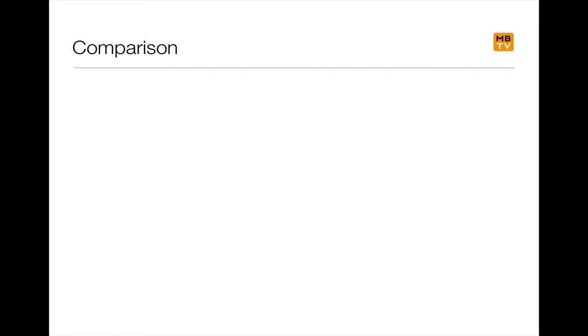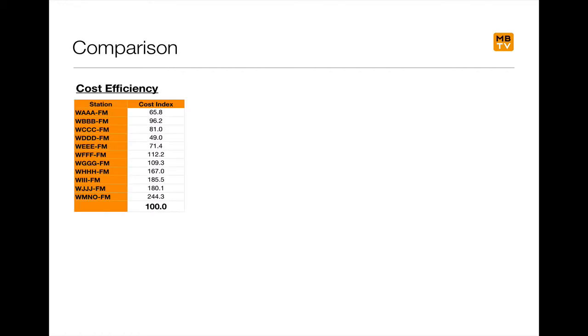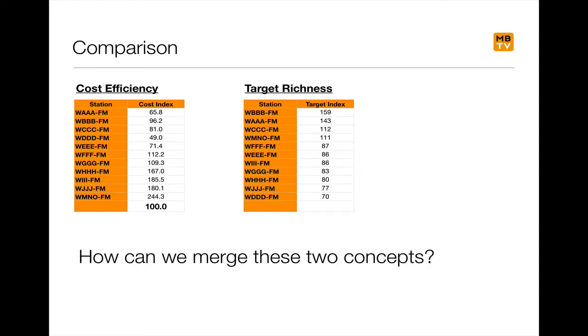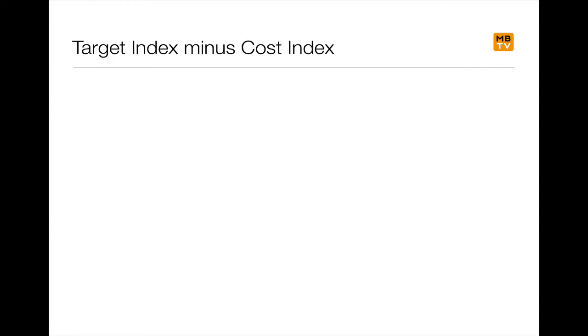So what we see here is that if we're only focused on cost per point, that yields one ranking of stations in terms of best value. And if our only focus is on target richness, we get a different ranking. And the question is, how can we merge these two concepts? And the answer is pretty simple.